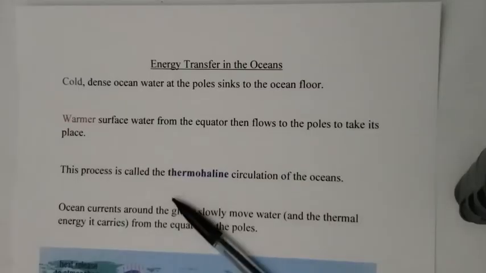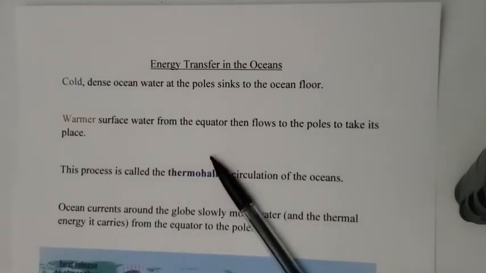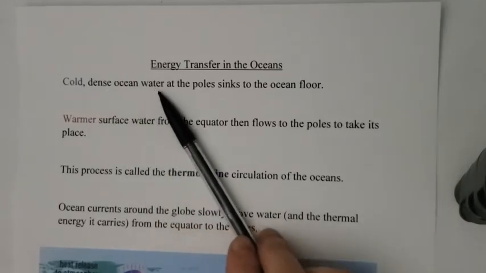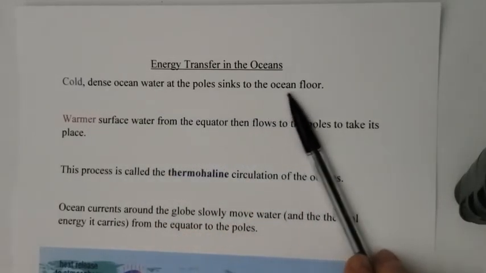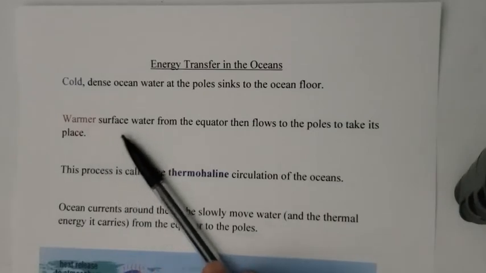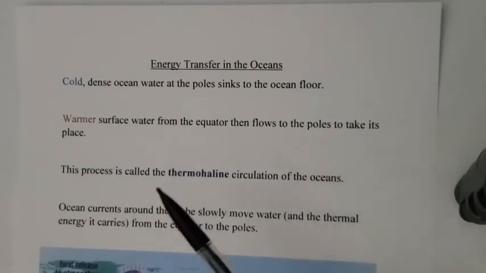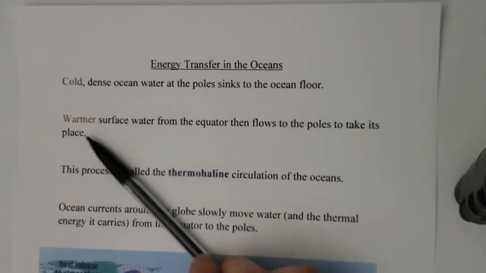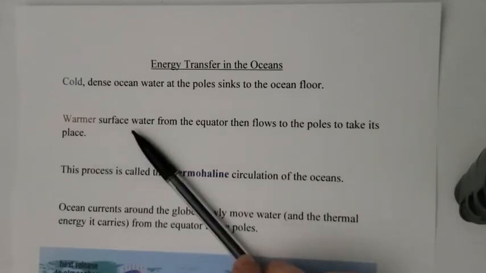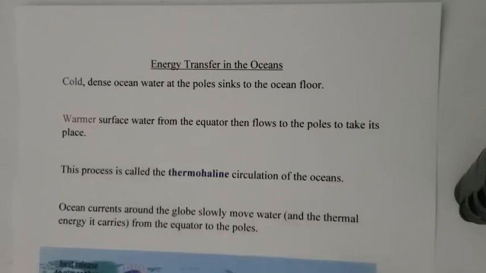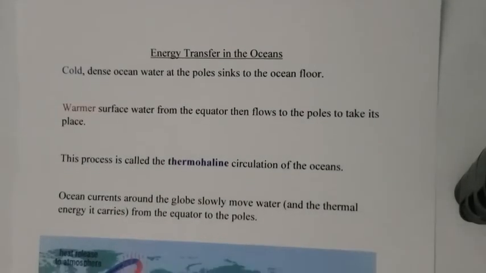Not only does air do this, but water does this as well. Cold, dense ocean water at the poles sinks to the ocean floor. Warmer surface water from the equator then flows to the poles to take its place, and it keeps cycling. Once that warm surface water gets to the poles, it cools down, it sinks, and is again replaced by warm water from the equator.